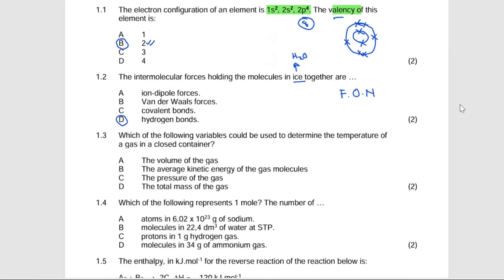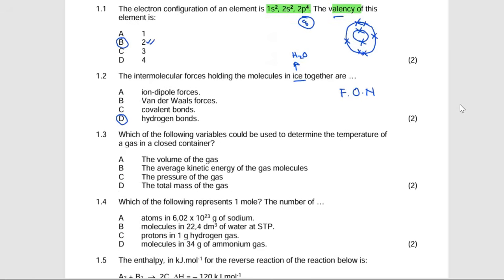Moving on to question 1.3, which reads: which of the following variables could be used to determine the temperature of a gas in a closed container? In terms of temperature, we need to know the definition of temperature, which is defined as the average kinetic energy of the particles. So if we're having more energy, the temperature is going to be high. The higher the temperature, the more energy these particles are going to have.